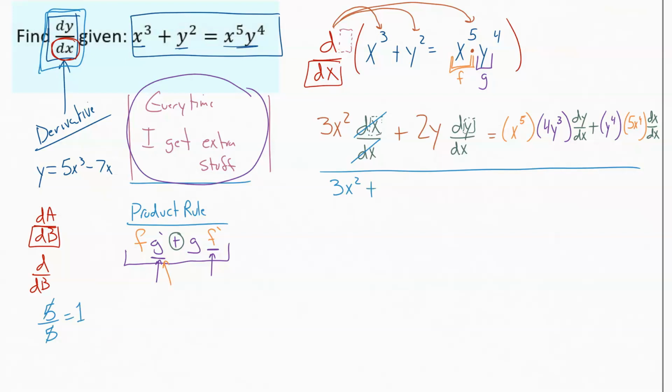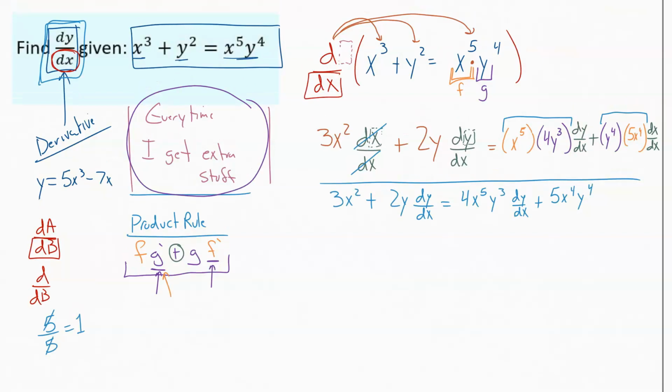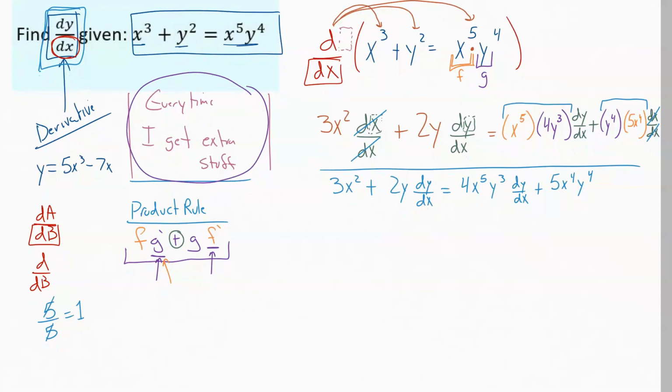Moving on, we get plus 2y dy/dx equals, and you want to rearrange that stuff to make more sense in your brain. So it's always numbers and then alphabetical order. So 4x to the 5th, y to the 3rd, and then we've got a dy/dx down there. And then at the end here, again, rearrange that to make more sense. That's going to be 5x to the 4th, y to the 4th, and then dx over dx, again, those cancel each other out right there. And so now we've got our simplified version.